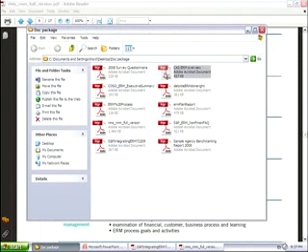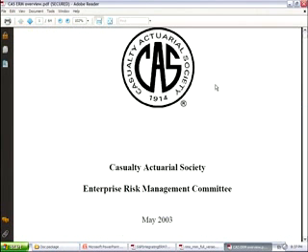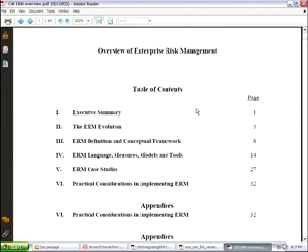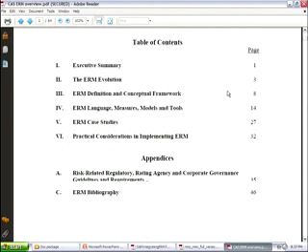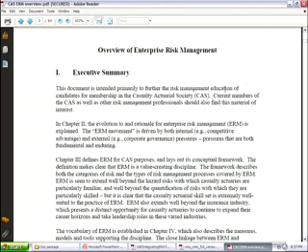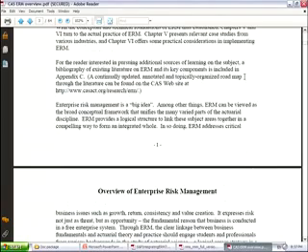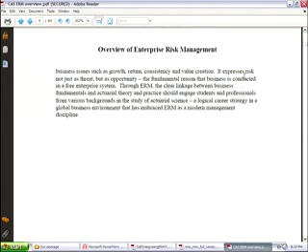Casualty Actuarial Society. This dates back to 2003. I talked a little bit about this before. So this is sort of an enterprise risk management model that organisations can put in. I think it does talk a little bit about maturity as well. So that's something for you to take a look at.